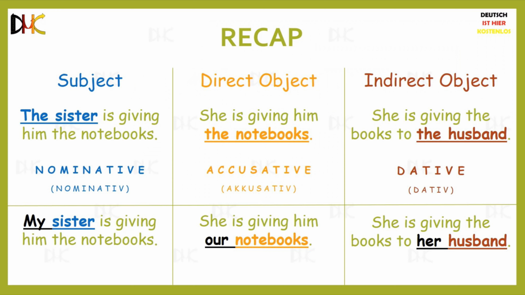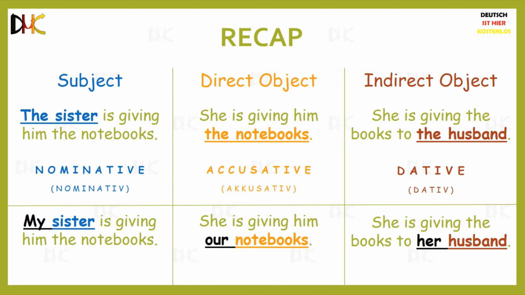For example, we learned how to say the sister is giving him the notebooks. But whose sister are we talking about? So if I were talking about my sister, I would say my sister is giving him the notebooks instead of the sister. The word my indicates that the noun that follows it, which in this case is sister, is related to me or belongs to me, right?